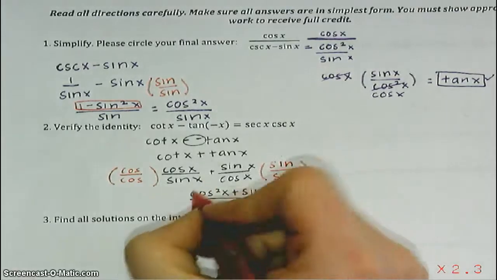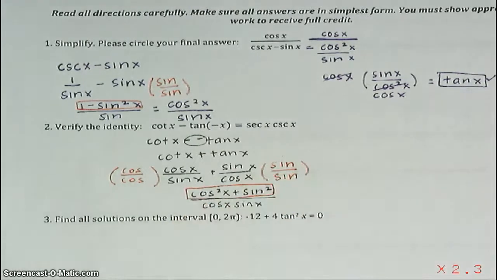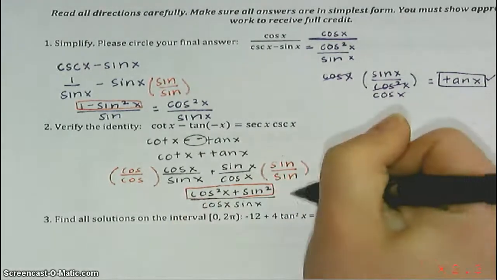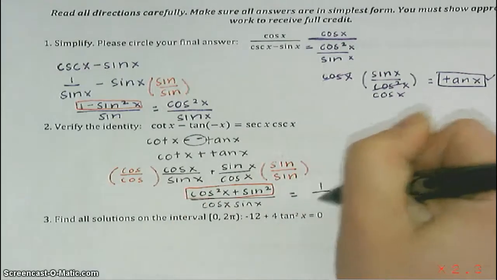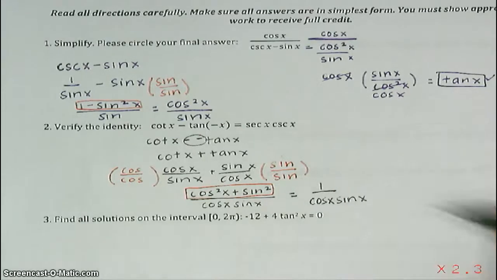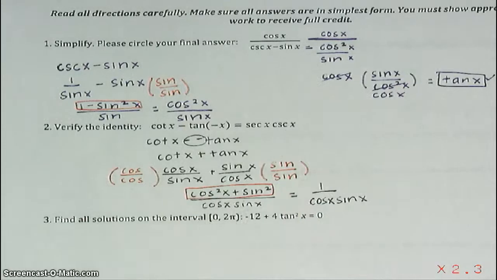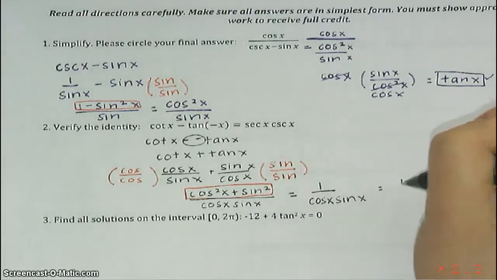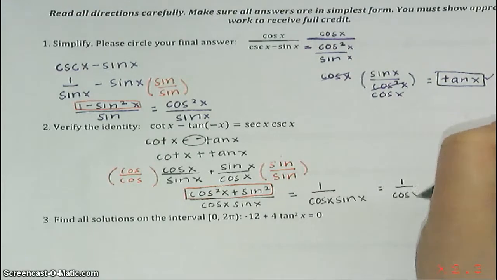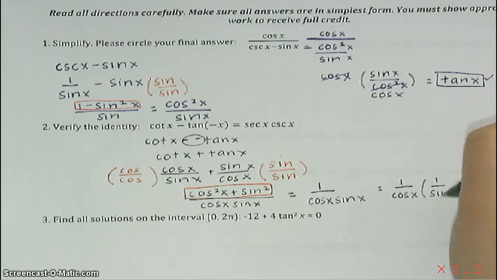This is a Pythagorean identity. Cosine squared plus sine squared is equal to 1. So that full numerator is going to become 1. If you can see that this is equal to secant cosecant, you could go straight to that proof and just put a check mark. I'm going to split it up so that this is 1 over cosine times 1 over sine.